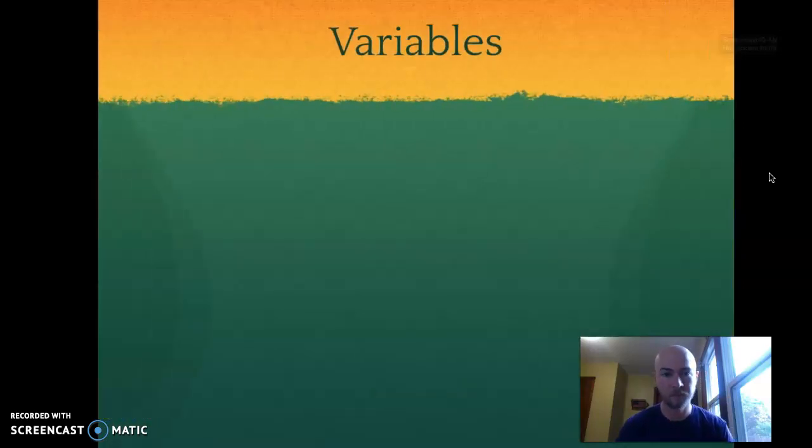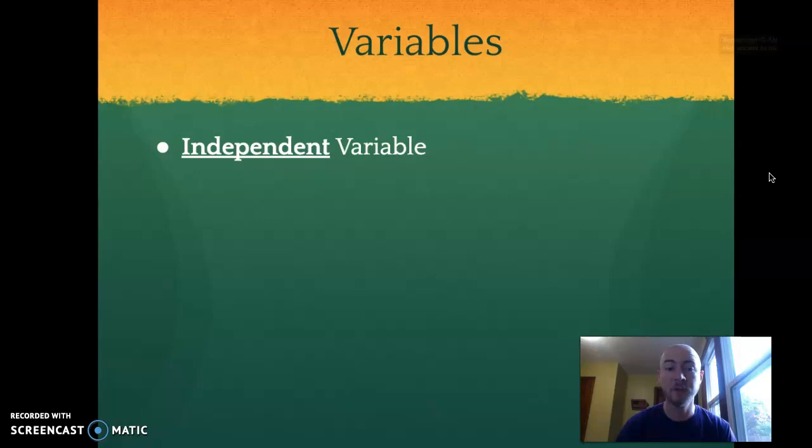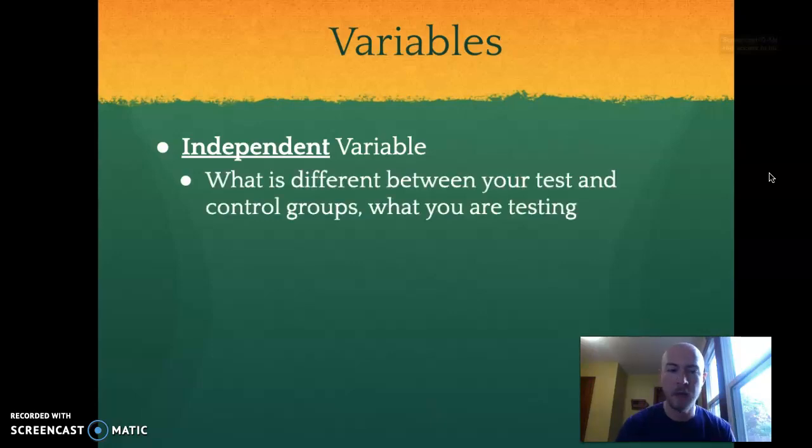So each experiment will have variables. Hopefully you've heard of this term before. But there are 3 variables. The first one is called the independent variable. All right, the independent variable. And this is what's different between these 2 groups that we're going to discuss later on, those groups being a test and control group. But to help us understand independent variable, I always ask myself the question, what are you testing? So if you're trying to determine what the independent variable is, ask yourself the question, what are you testing, right? What you are testing.